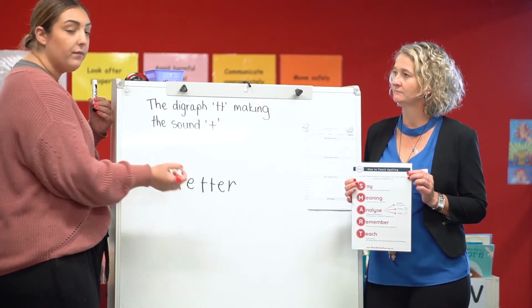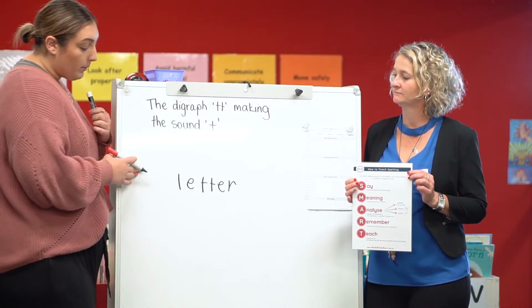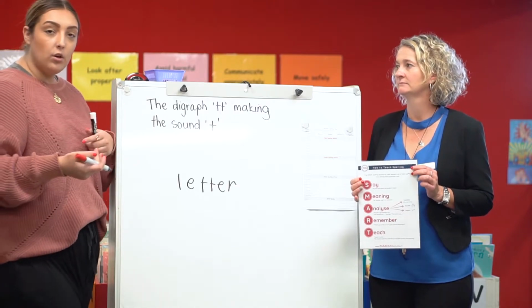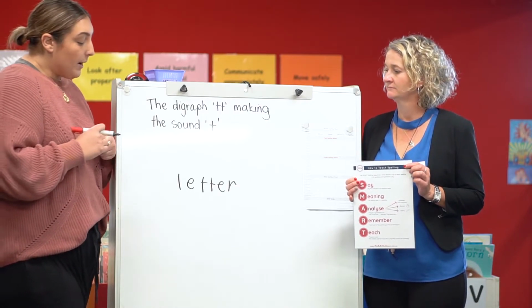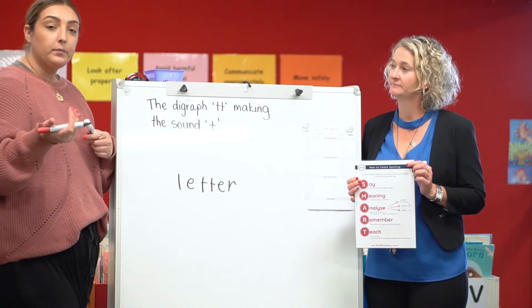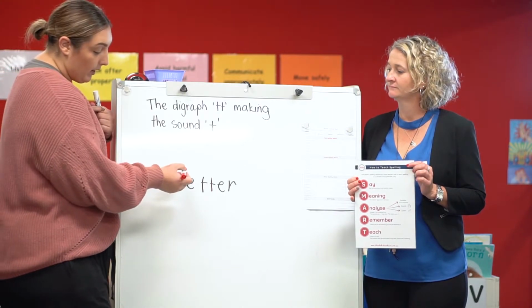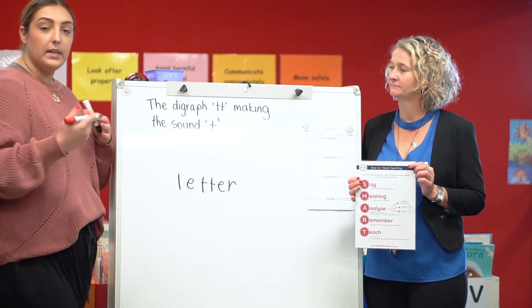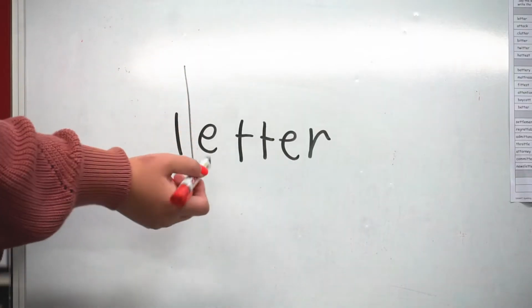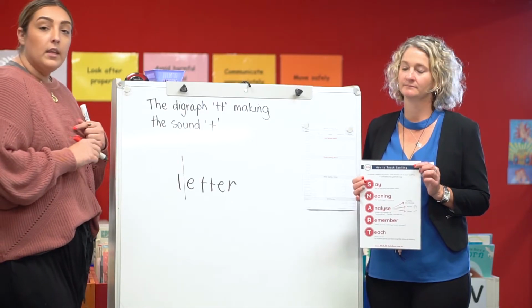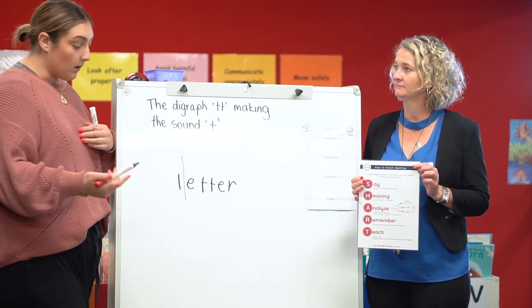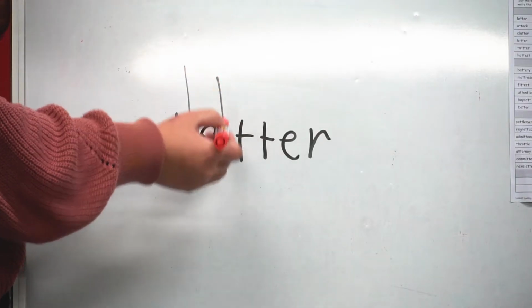We would then come back to the word that's written on the board and break open our word by putting in a line for each sound. So I would say to the students, what's the first sound that you can hear in the word letter? And they would then say to me, l, and I would ask them then what letter is representing that sound. So they would say the L. It's the same colour. Then the next sound they would say is e. It's represented by the graph E.